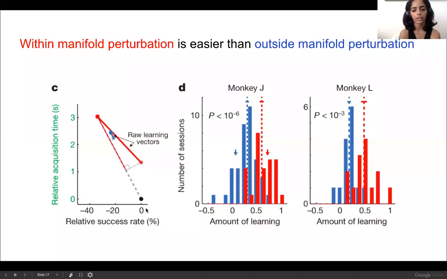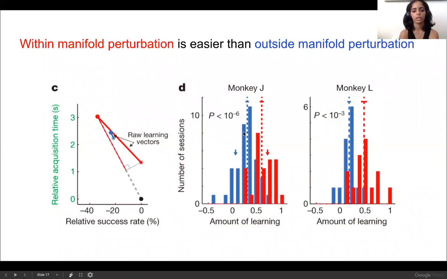So now you've got a higher success rate and a lower acquisition time. I don't know why they've shown it here as minus 40 to zero, but whatever, this is higher. What they show is that for the within-manifold perturbation, which is this red one, the vector you draw from the initial starting point to the end point is longer than for the outside-manifold perturbation, which is this one. Start here and you basically don't move at all from where you started, in terms of acquisition time and learning success rate.